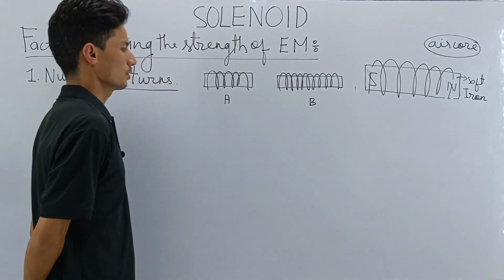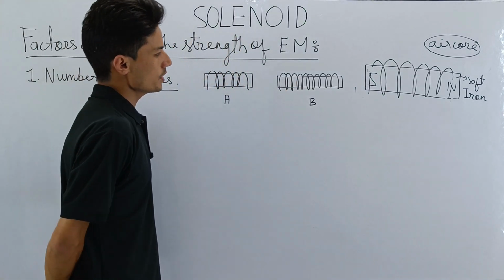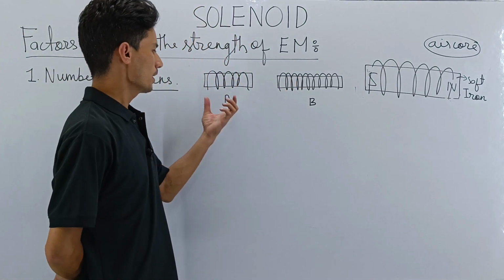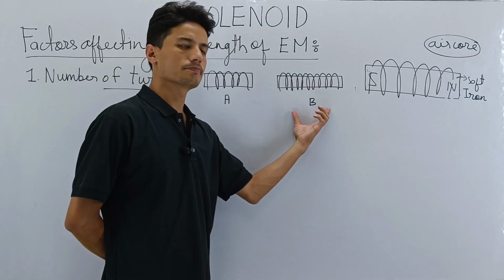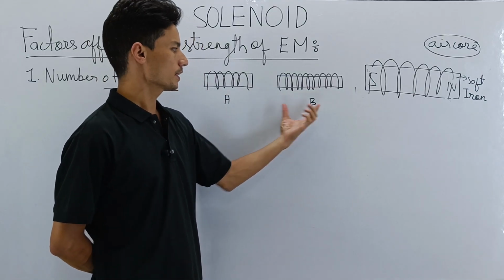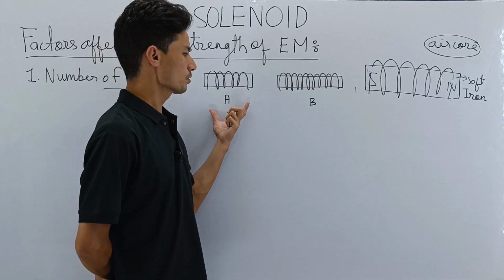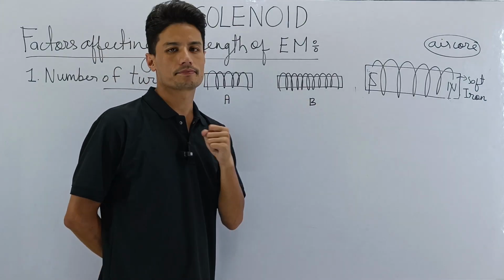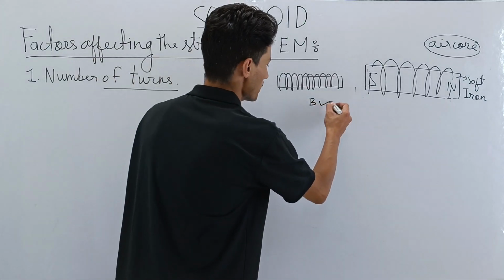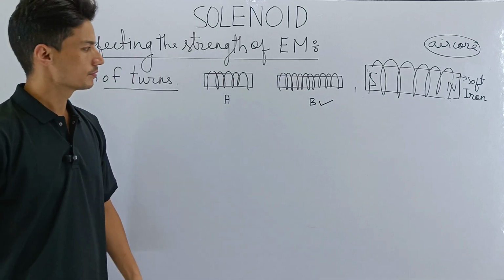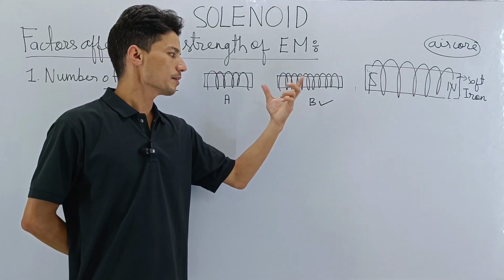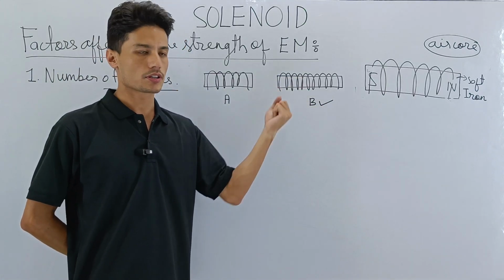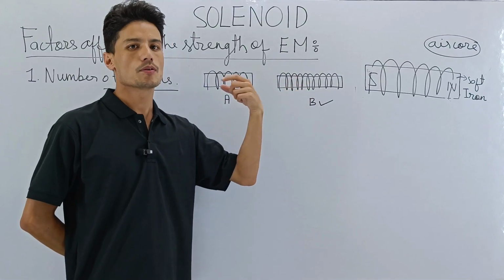Which electromagnet will have stronger magnetic field? Electromagnet A or electromagnet B? Pick and tell me, class. Which electromagnet will have stronger magnetic field, A or B? Correct, it's B. B has got a stronger magnetic field. The magnetic field in electromagnet B will be stronger because the number of turns is more.